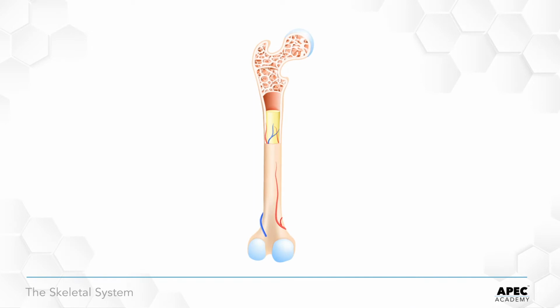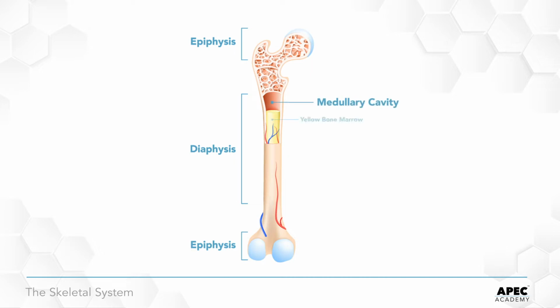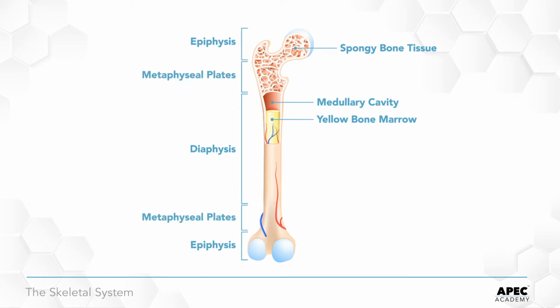Long bones are made up of 2 parts, the epiphysis and the diaphysis. The diaphysis is the tubular shaft that runs between the 2 ends of the bone, otherwise known as the epiphysis. There is a hollow region in the diaphysis called the medullary cavity, which is filled with yellow marrow. The epiphyses at either end of the bone are filled with spongy bone tissue that contains red bone marrow. A small section divides the epiphyses from the diaphysis, called the metaphyseal plates, which are commonly known as the growth plates. Growth during childhood occurs at these sites.